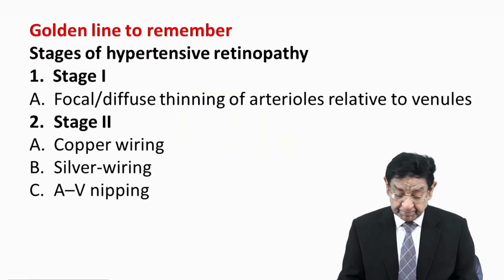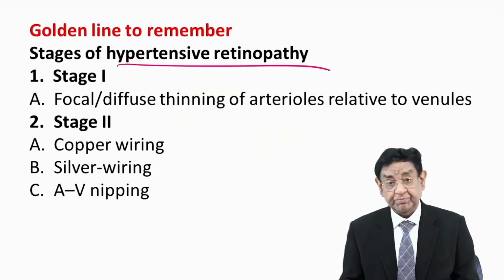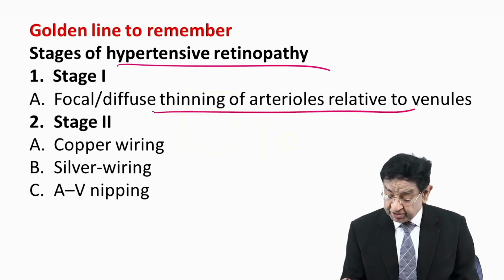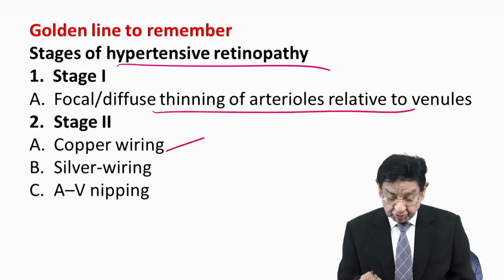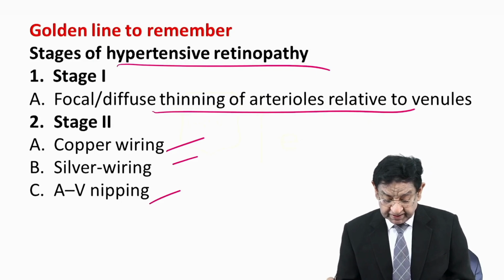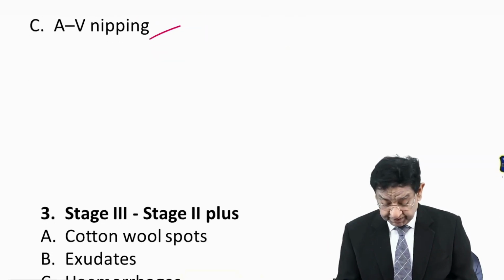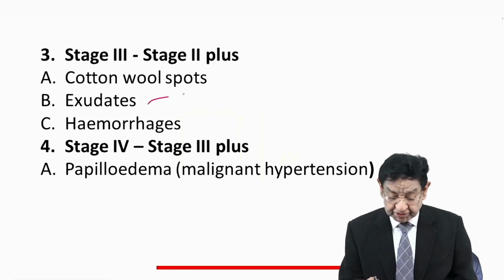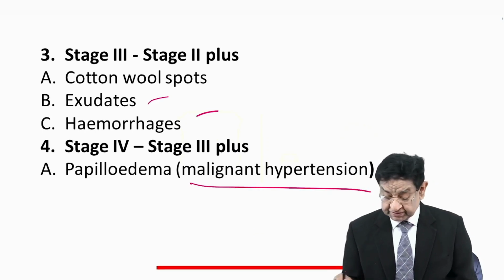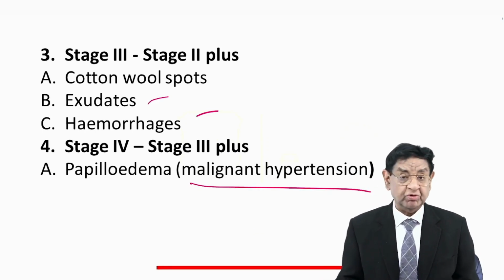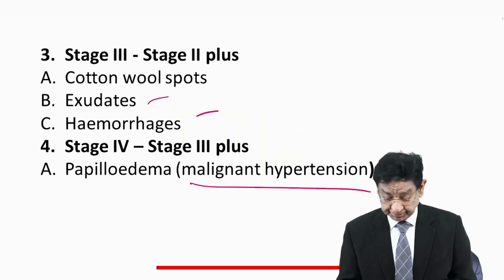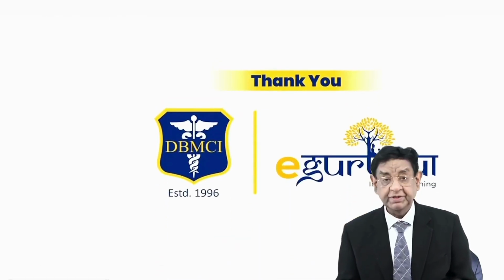Golden line to remember, in hypertensive retinopathy: stage 1, thinning of the arterioles; stage 2, copper wiring, silver wiring and AV nipping; stage 3, cotton wool spots, exudates and hemorrhage; and stage 4 is malignant hypertension, where papilledema is the feature. Thank you very much.